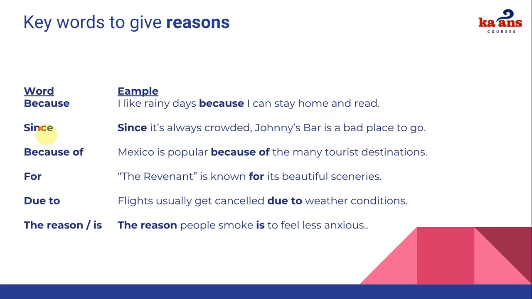Then we have since. Okay, so imagine if someone is talking about Johnny's bar, right? That it's maybe not the best place, and people maybe want to know why, right? Why is it a terrible place? Then in this case, what is the reason? Well, it's always crowded. So instead of saying because, you could also say since. Since it's always crowded, Johnny's bar is a bad place to go. Okay, since it's always crowded, that's the reason.